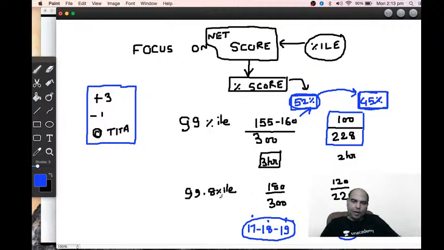Look at 99.8 percentile also. It was consistently at 180 marks for the last 3 CATs. That means if you score 60% marks, you're getting 99 percentile.